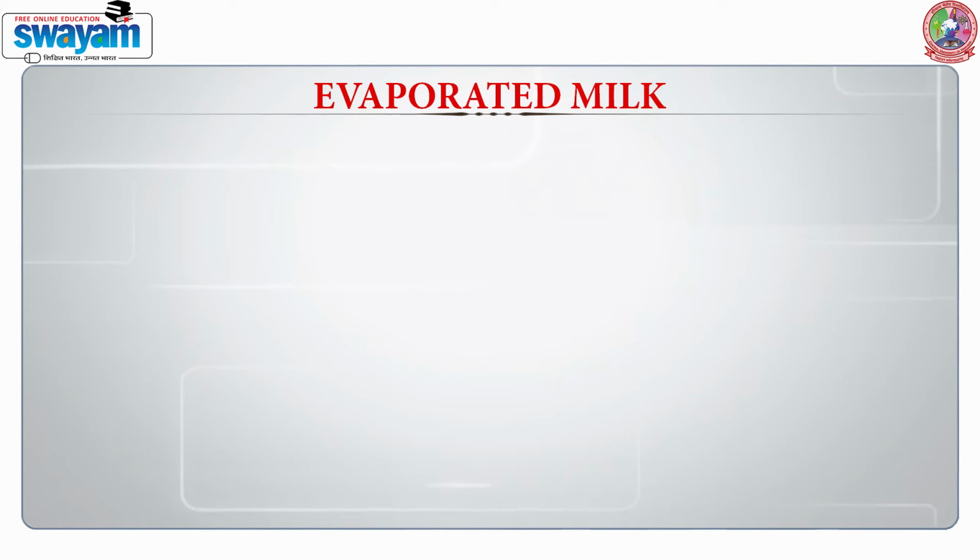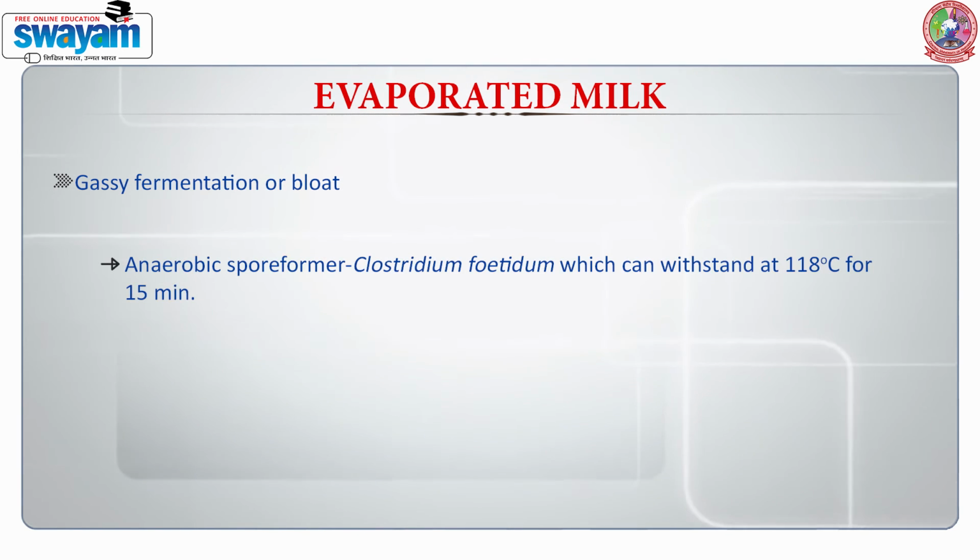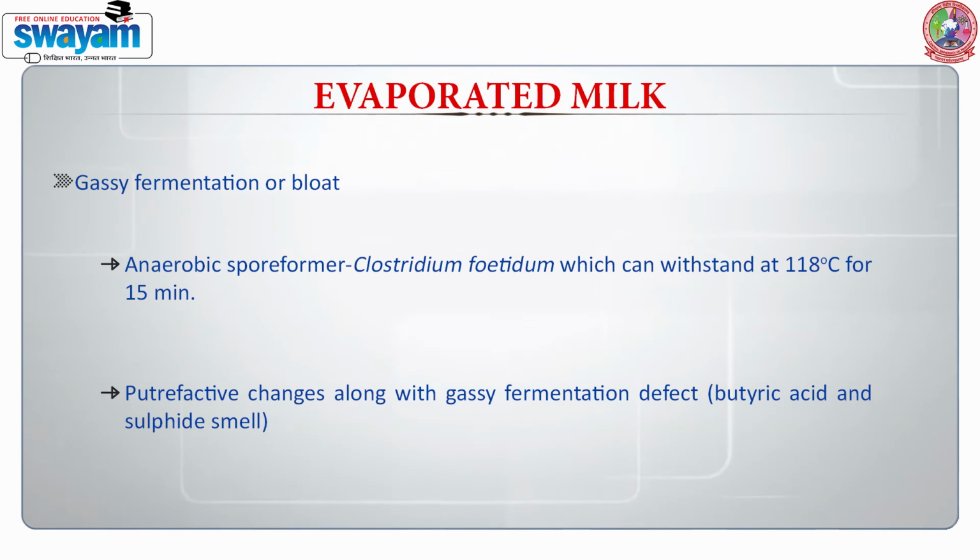Now coming over to the next milk product, that is evaporated milk, which is also known as EVM. Most of the time evaporated milk is associated with gassy fermentations or blow, and this gas is produced by the anaerobic spore formers, for example Clostridium sporogenes, which can grow after heating at 118 degrees C for 15 minutes. Then we have certain types of putrefactive changes which lead to gassy fermentation, and there is a production of butyric acid, and there is a sulfide smell.